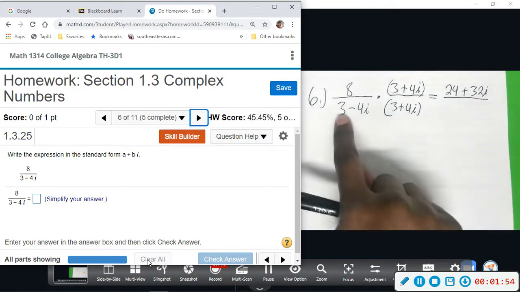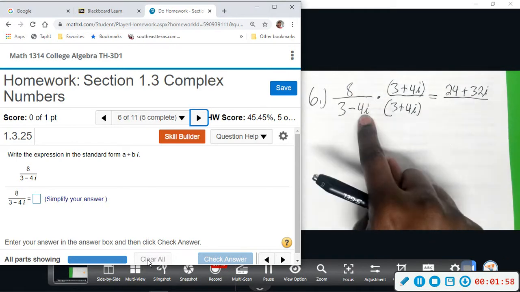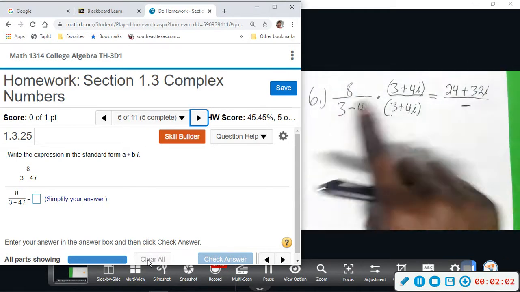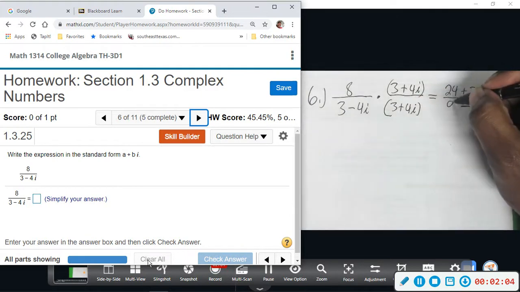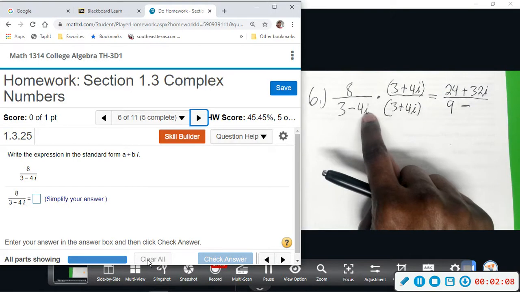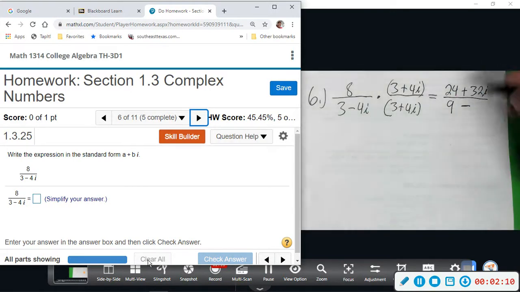Alright, and then on the bottom, difference of squares. So I'm just going to square this first number, square the second number. It's always minus. Okay, so 3 squared gives me 9, and 4 squared is 16, but i is squared as well, so 16i squared.